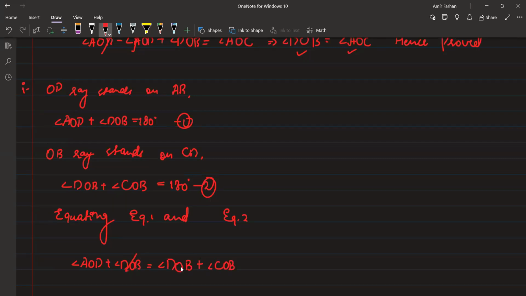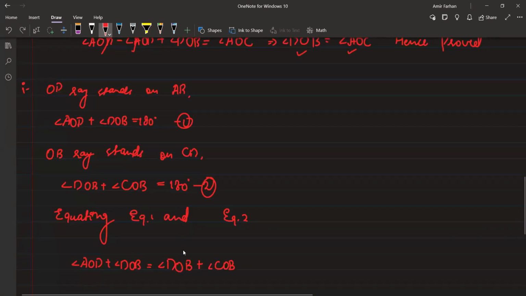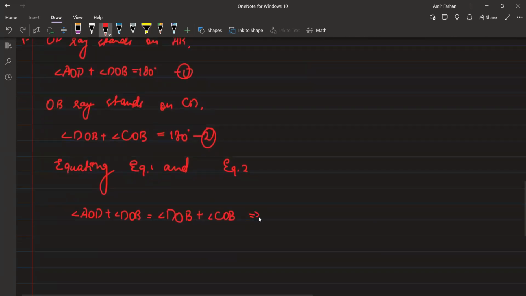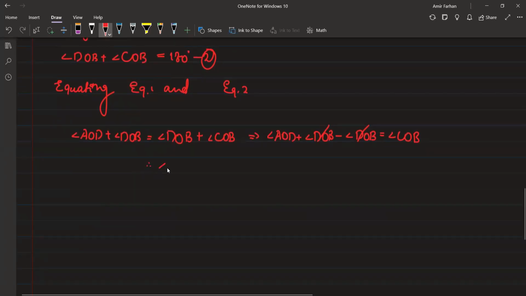Now you can see that DOB cancels out DOB. How? I'm just shifting things so you will understand what has happened: AOD plus angle DOB minus angle DOB. Do that step in the exam itself. You have to show what we have done. Don't miss this step. This will cancel out this. So basically angle AOD equals angle COB.